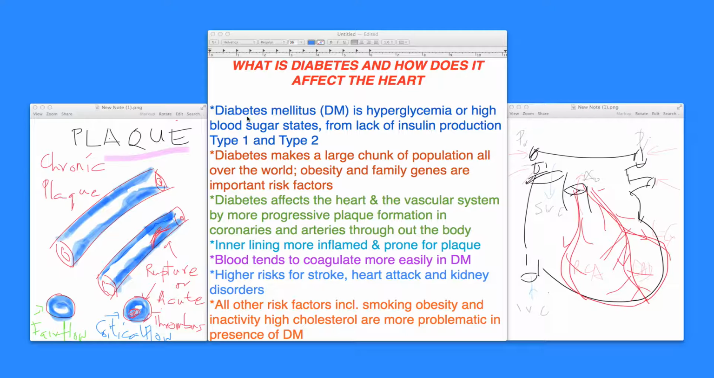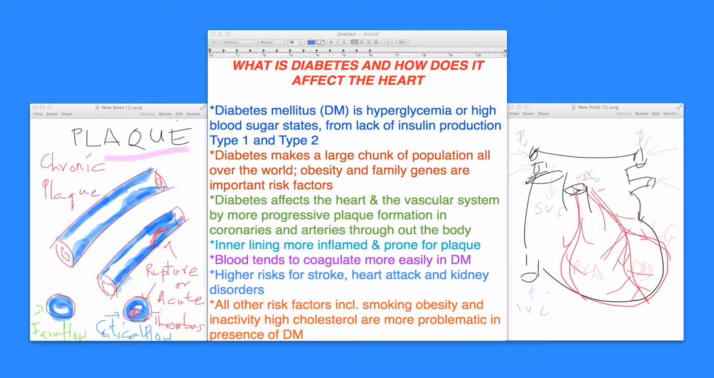So diabetes, the full form is diabetes mellitus, DM. It is the hyperglycemic state where the sugar levels are high in the circulating blood, and it normally results from a lack of insulin production or failure to meet the needs of the body as far as insulin is concerned. Obviously, there are two types, type 1 and type 2. Type 1 is where there is complete or near complete absence of insulin. That is normally present only in young individuals. It was previously called juvenile diabetes.